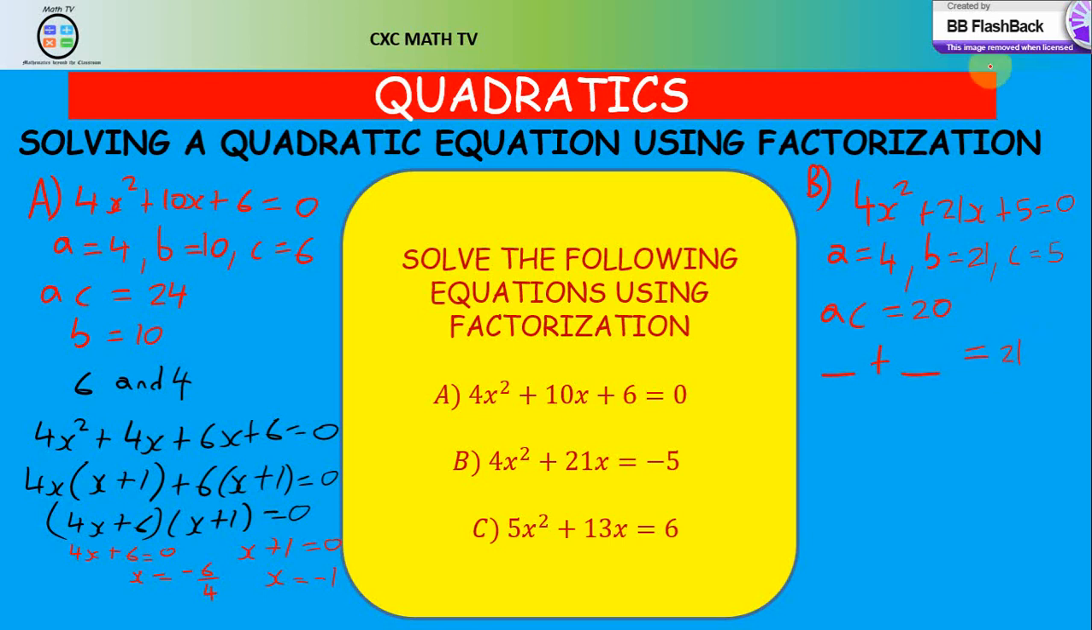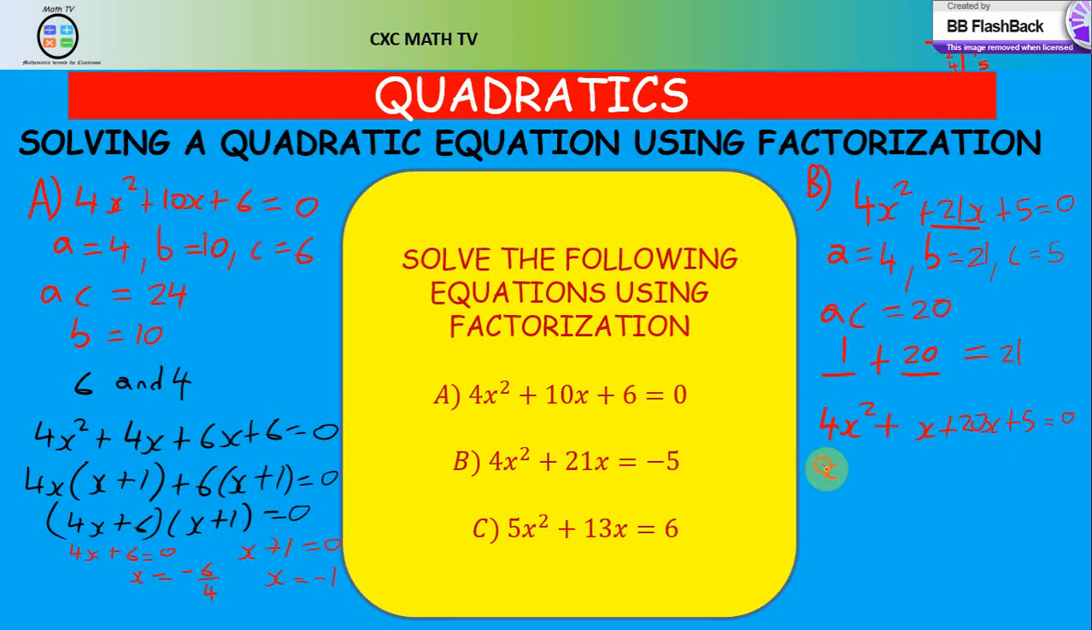Which two numbers? Anytime you can't see it straight away, do the little table. So you can start thinking of the two numbers that times to get 20. It could be 1 and 20, it could be 2 and 10, it could be 4 and 5. It could be what else? Now we realize when you times 1 and 20 and you add them, that gives you the 21, so it's 1 and 20. So now we can rewrite it as 4x squared plus x plus 20x plus 5 equals 0.